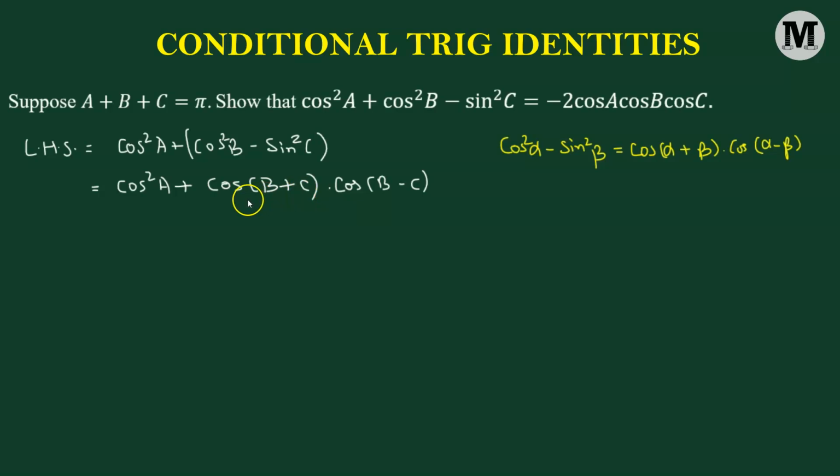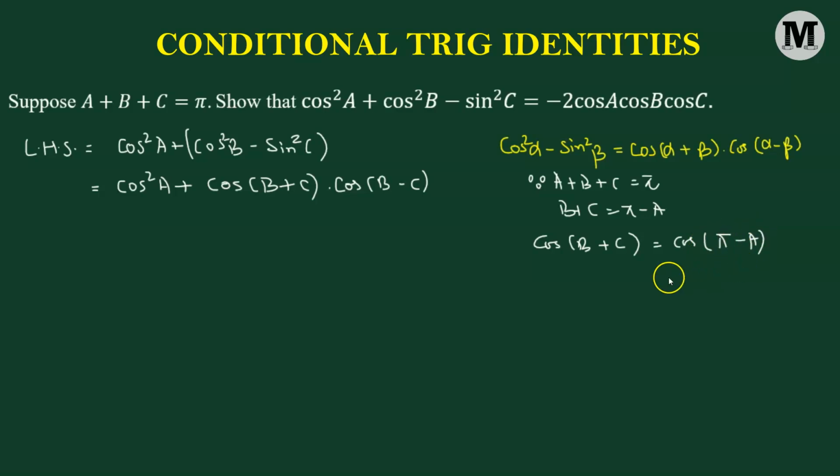Okay, now let's do one thing. Let's transform cosine of b plus c. We are going to use the fact that since a plus b plus c equals pi radians, we can say that b plus c equals pi minus a. Now we take the cosine function on both sides to get cosine of b plus c equals cosine of pi minus a. Now cosine of pi minus a is simply negative cosine of a. We get a negative sign because pi minus a means we are in the second quadrant where the cosine function is negative. So in other words, we have shown that cosine of b plus c is the same as negative cosine of a, provided a plus b plus c equals pi radians.